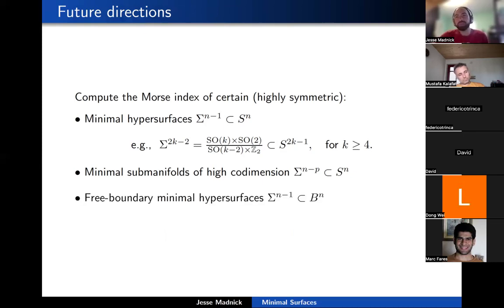Finally, it would also be great to apply this method to compute the index and nullity of certain symmetric free boundary minimal hypersurfaces in the unit ball. So these wouldn't be homogeneous. Maybe these would have some other type of symmetry like homogeneity 1. Here, the method would be applied somewhat loosely. I'm being a bit generous with the phrase application of the method, but certain aspects of the method may carry over. So we will see. Maybe we can use this to compute the index and nullity of some free boundary minimal hypersurfaces in the ball. These are all things we're talking about. We'll see what comes of it.